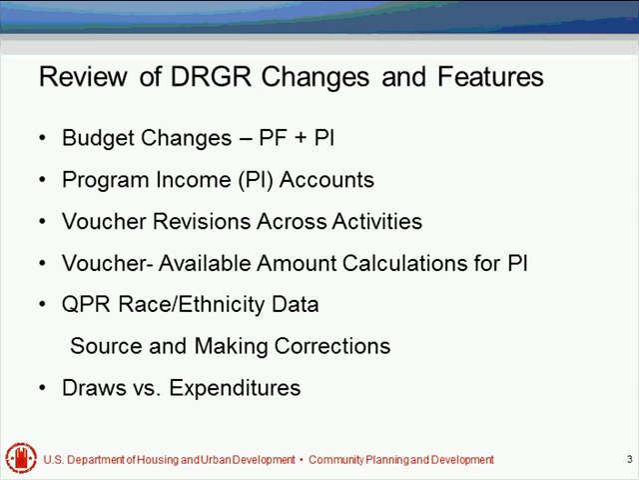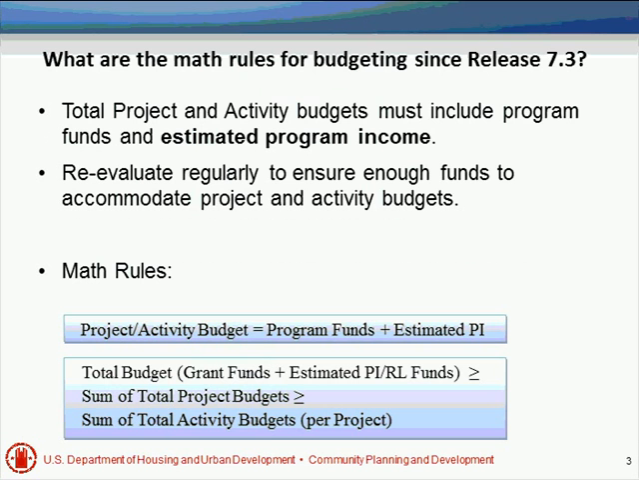We have a lot more information that you can find out about available amount calculations than we had in prior releases. One of the ongoing issues we continue to have is the QPR race and ethnicity data that goes in, so we're going to talk a little bit about the source of that data and what you need to do to make corrections. And finally, the last topic we'll review very briefly is the difference between a draw in DRGR versus an expenditure.